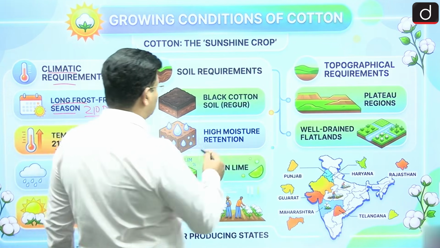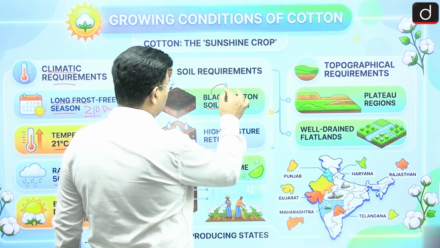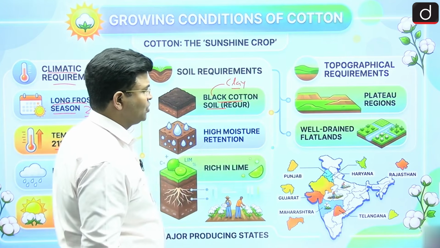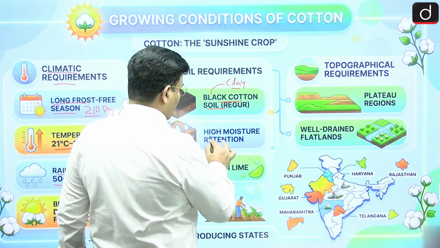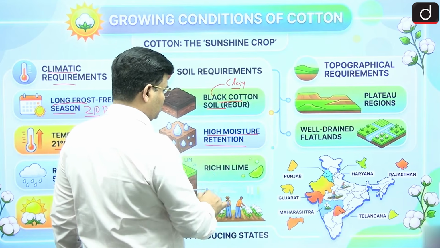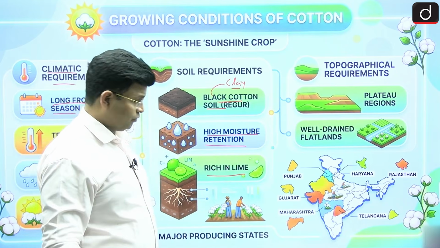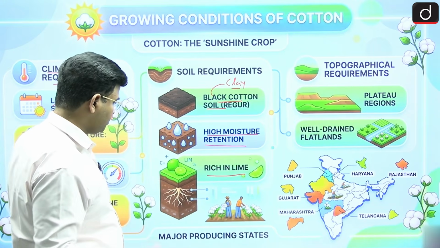And which type of soil is required? Black soil is good. Even clay soil is also good, if it is not black, any kind of clay soil which can hold moisture for a longer time. The soil should have high moisture retention. And black soil, you know, is also good in potash, lime, phosphorus, iron and all. So it is good in this.